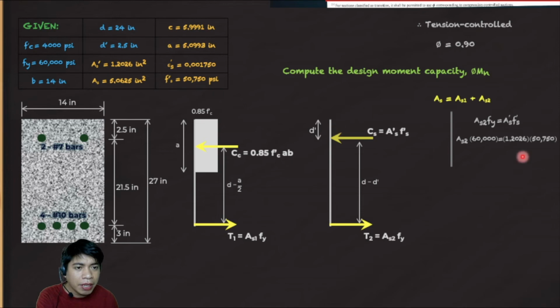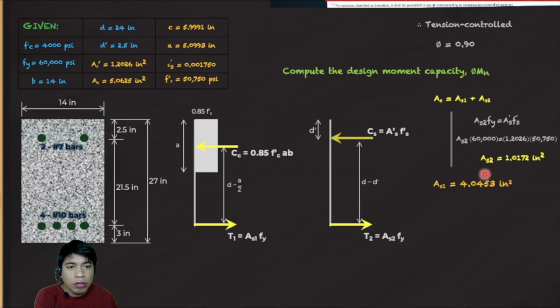Tapos yung fs prime ay nakompute na natin kanina which is 50,750. Nandito na nga siya sa table guys. So As2 is equal to 1.0172 square inches. Ngayon guys, alam natin si As2, then alam din natin si As kasi kinompute natin siya kanina pa lang sa unang part ng solution, that is 5.0625. So makukuha natin dito si As1 which will be equal to 4.0453 square inches.